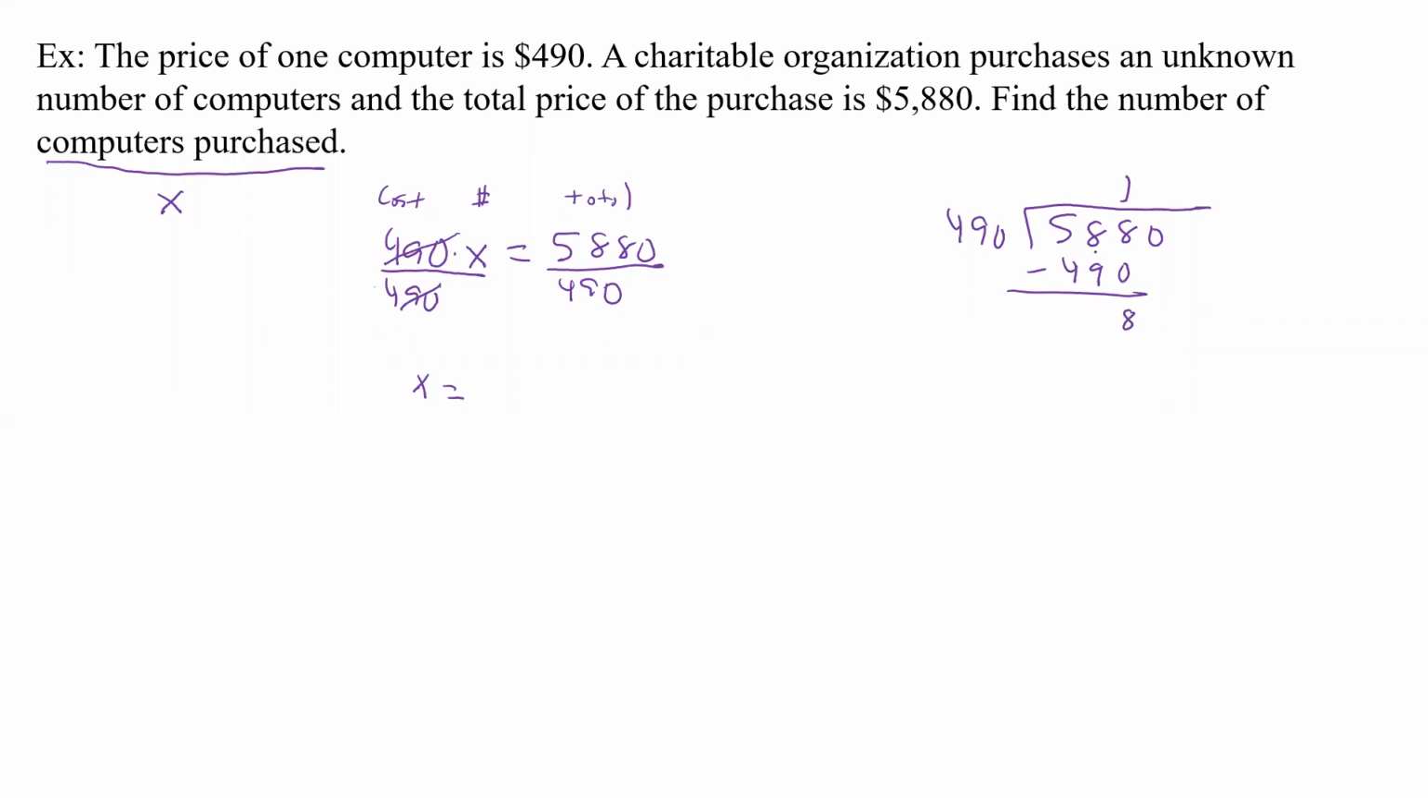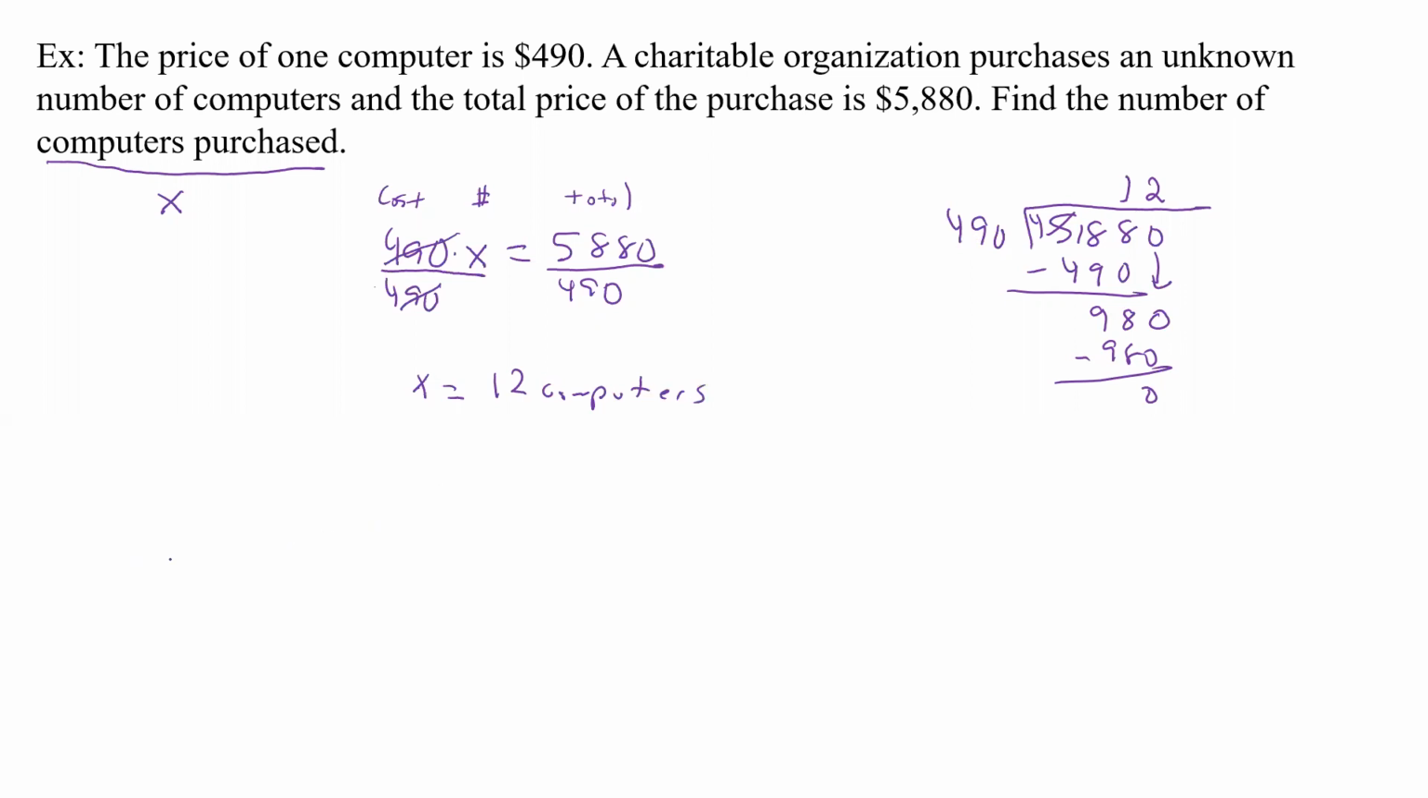8 minus 9, well, guess what? We have to borrow here. So that's going to be a 4. That's going to be 18. 18 minus 9, well, that's 9. And now we can bring down our 0. Well, if we think about that, 490 times 2, that's going to give us 980. So that's a 2. That's 980. Subtract, that's 0. So we're going to have 12 computers.